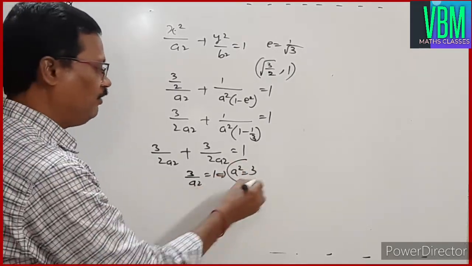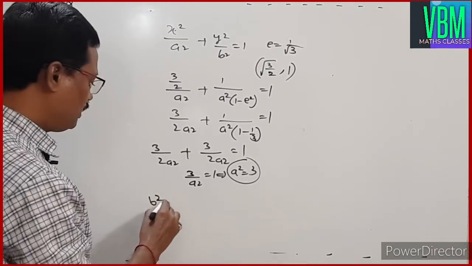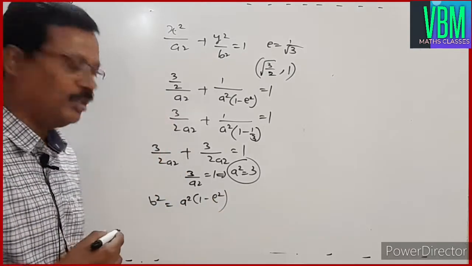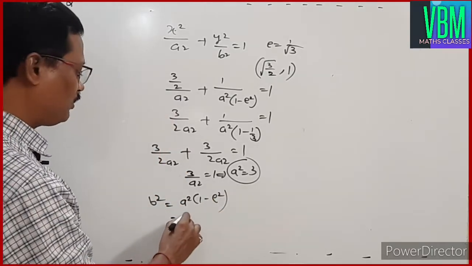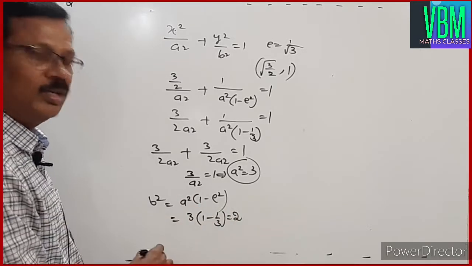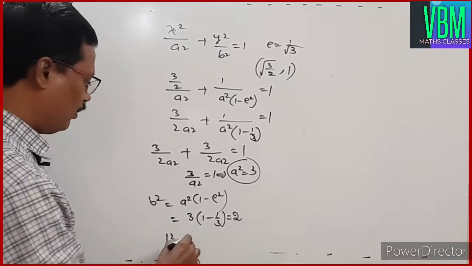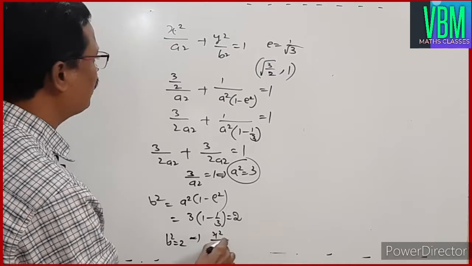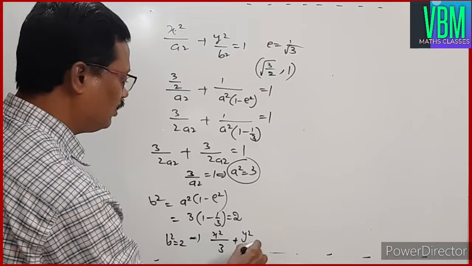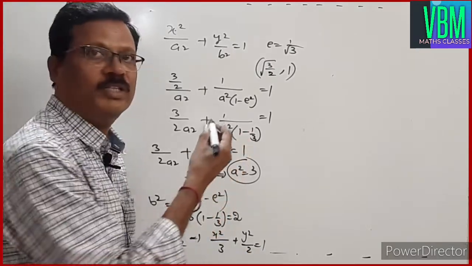In the same way, b square is a square into 1 minus e square, taking a greater than b. Here a square is 3 and 1 minus e square is 2 by 3, so b square is equal to 2. Therefore the ellipse equation is x square by 3 plus y square by 2 equals 1. Then what is the focus of this ellipse?